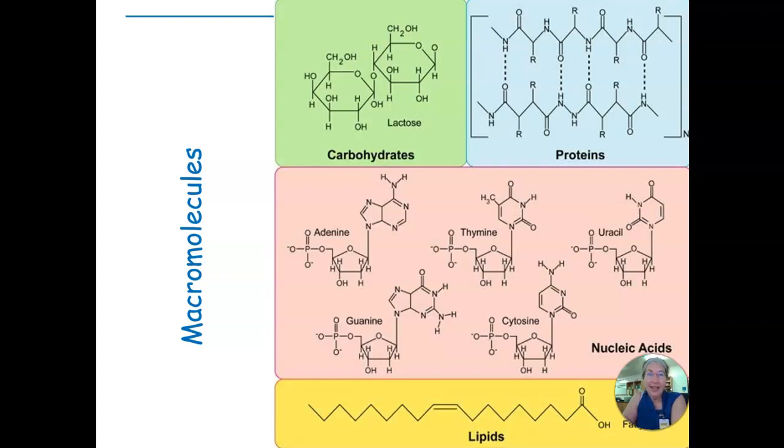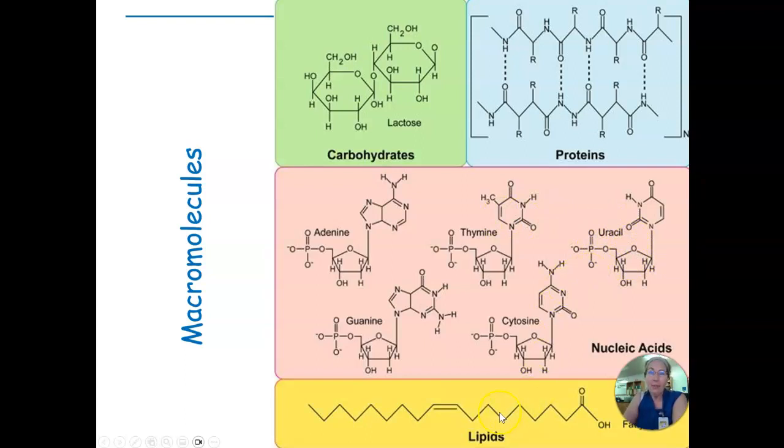So in DNA, you have adenine, thymine, guanine, and cytosine, ATGC. RNA is a little different. Instead of thymine, you have uracil. So in RNA, you still have adenine, guanine, cytosine, but instead of thymine, you have uracil.